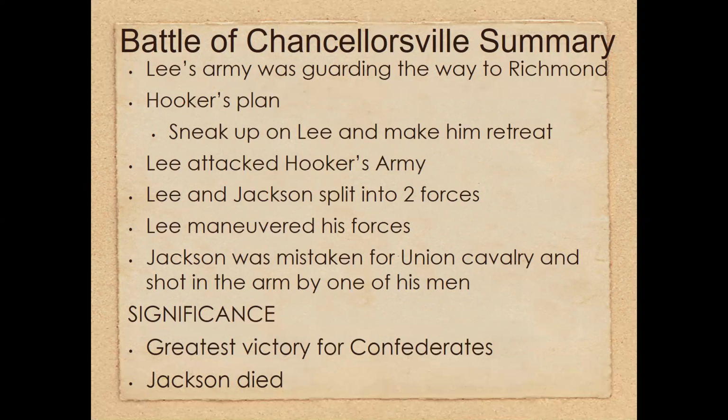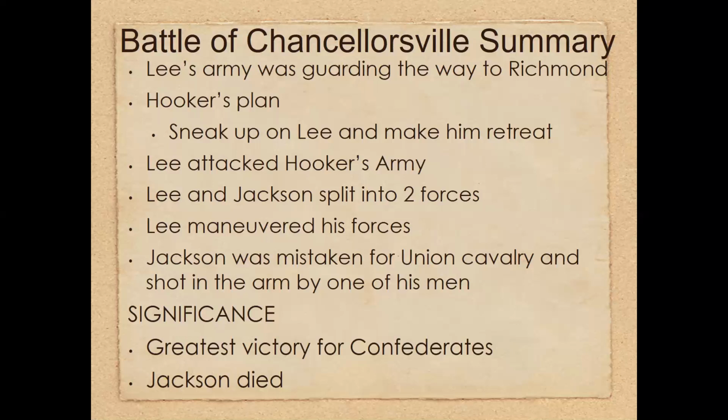Lee's plan, he thought that this was a sure plan, an easy dub. It's not going to be, but remember, why is he so confident? Who has more people? Who has more money? Who has more resources? Union, right? Hooker had 130,000 soldiers, and Confederates had 60,000. Okay, that's literally twice the size of Confederate. So you would think we'd be successful, but remember, who wins? Confederate.